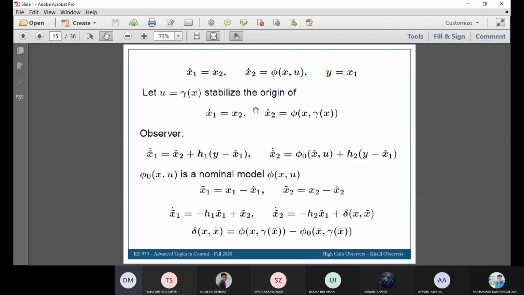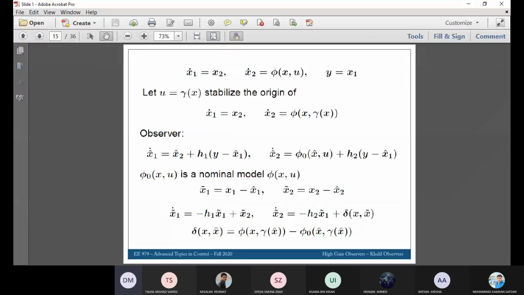So the observer equation would be x1 hat as the estimated state, observed state, x1 hat dot equal to x2 hat. And as we do in the case of observer, we derive this equation with an error input. So error is between the actual output and the estimated output. The actual output is x1. The estimated output should be x1 hat. So this is the error between the actual system and the estimated system. And that would be multiplied by a gain h1. This gain we have to design.